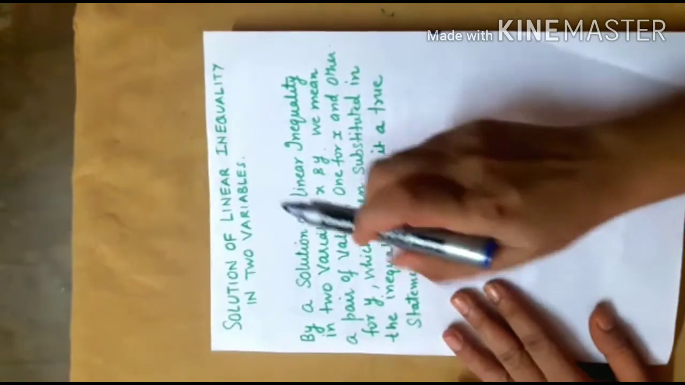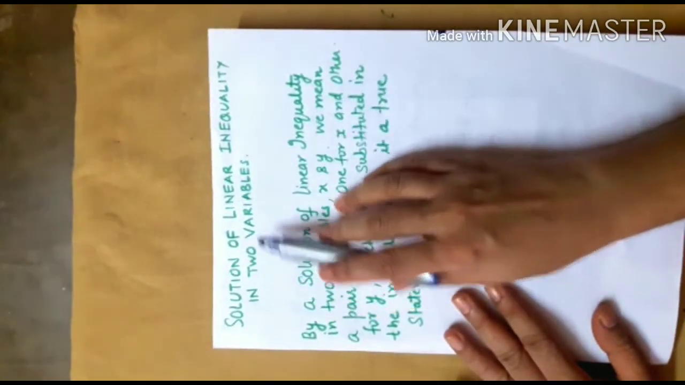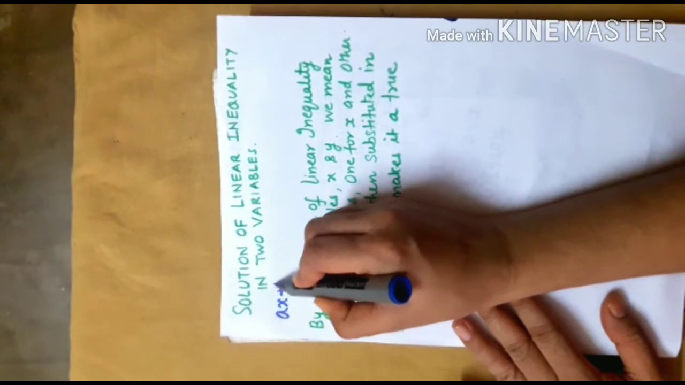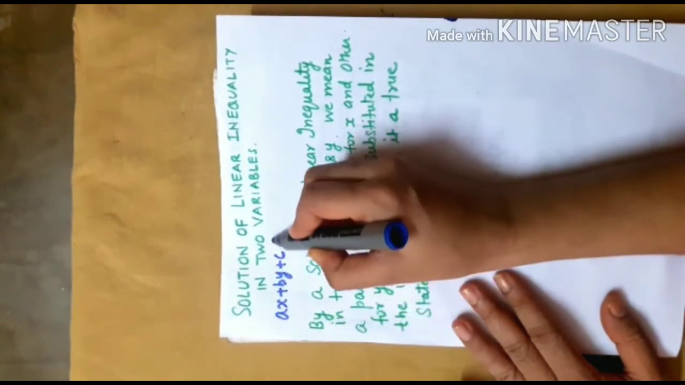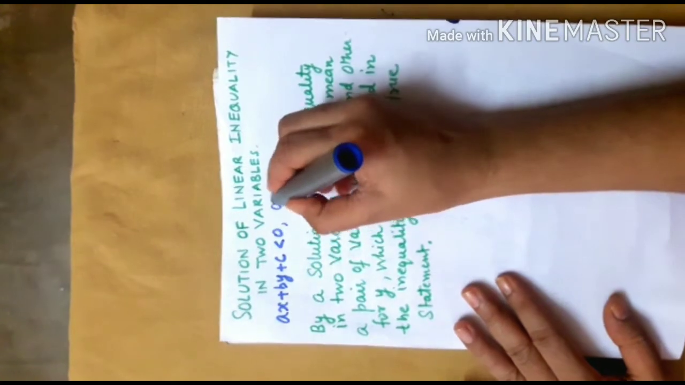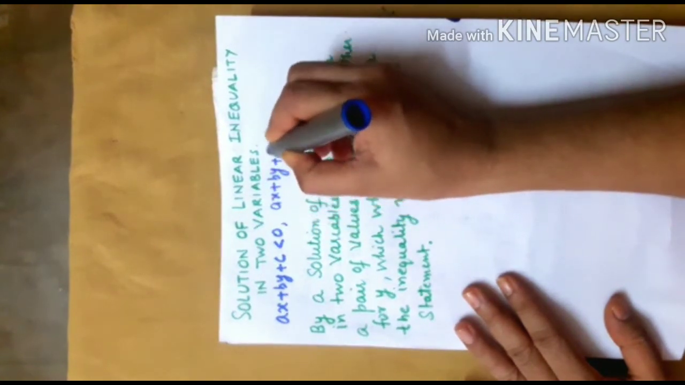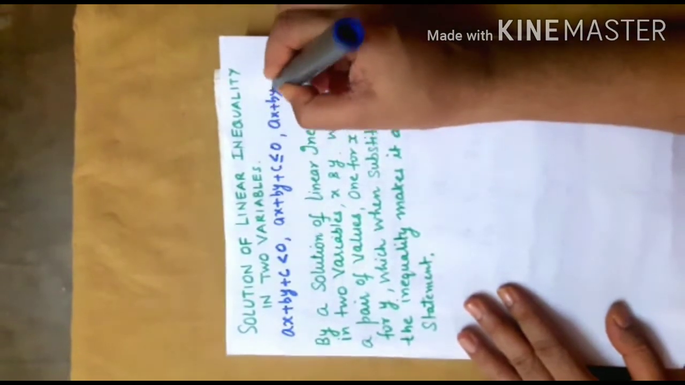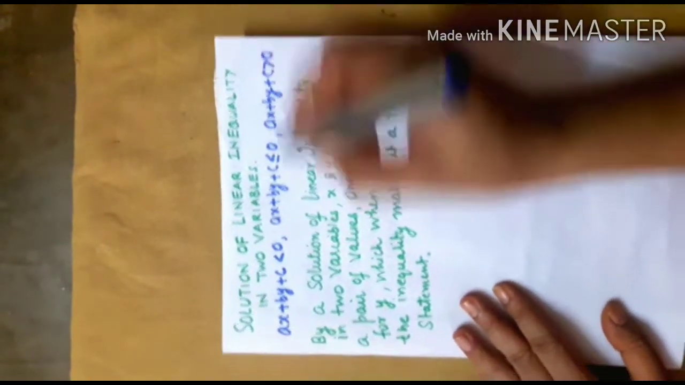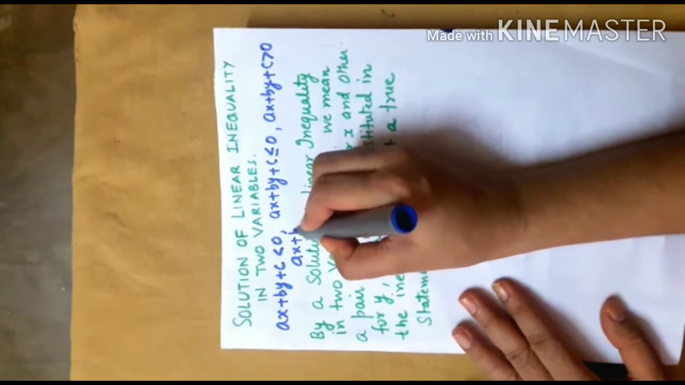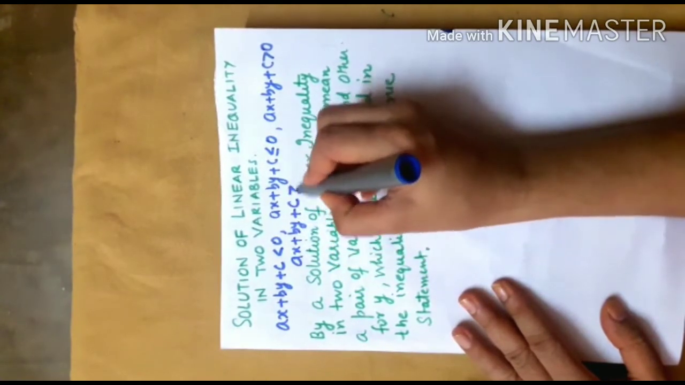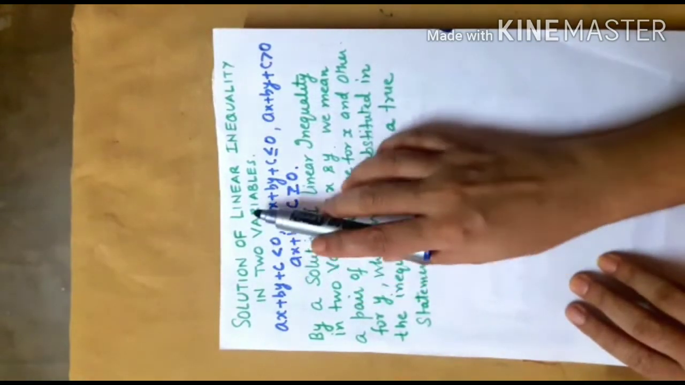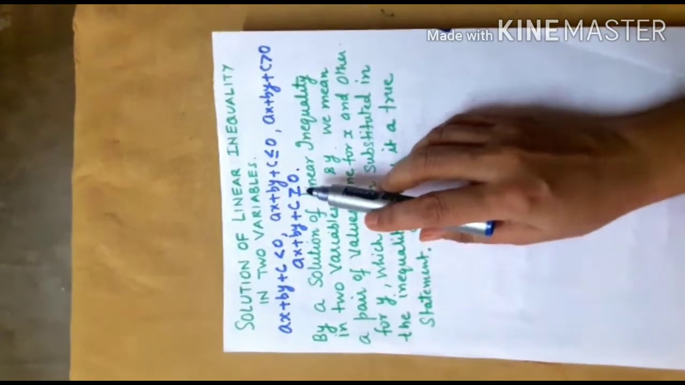Today we will discuss the solution of linear inequality in two variables. That is, we will discuss the solution of inequalities of this form: ax plus by plus c less than or equal to 0, ax plus by plus c greater than 0, and ax plus by plus c greater than or equal to 0. These are all forms of linear inequalities in two variables.